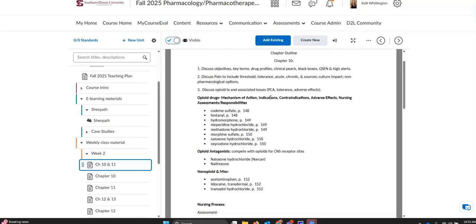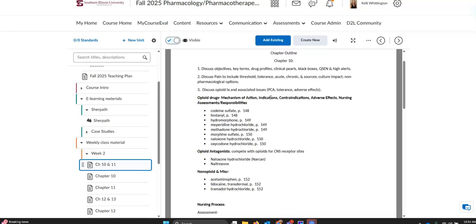Another indicator for opioids is actually chronic cough. So if an individual has a chronic cough, they might be prescribed an opioid, but we want to make sure that that cough is a non-productive cough. In other words, it's just a dry, hacking cough that they can't seem to get rid of that's usually impacting their sleep, that opioids can be used for that as well.